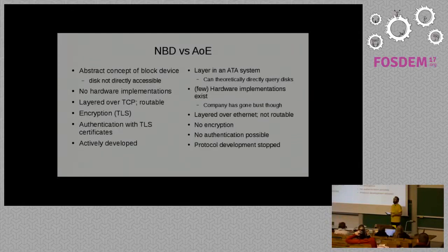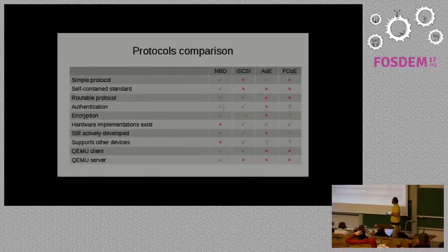It's much less popular though. There's essentially just been one company that specified it and made their devices, but they've gone bust now. So it's not really being developed anymore. It's much simpler though than iSCSI is. So if you're looking for simplicity, that might be a better option. But they don't have encryption, they don't have authentication. The protocol isn't being developed anymore. You cannot route it, which you can do with iSCSI and NBD, so there's quite a few downsides there.